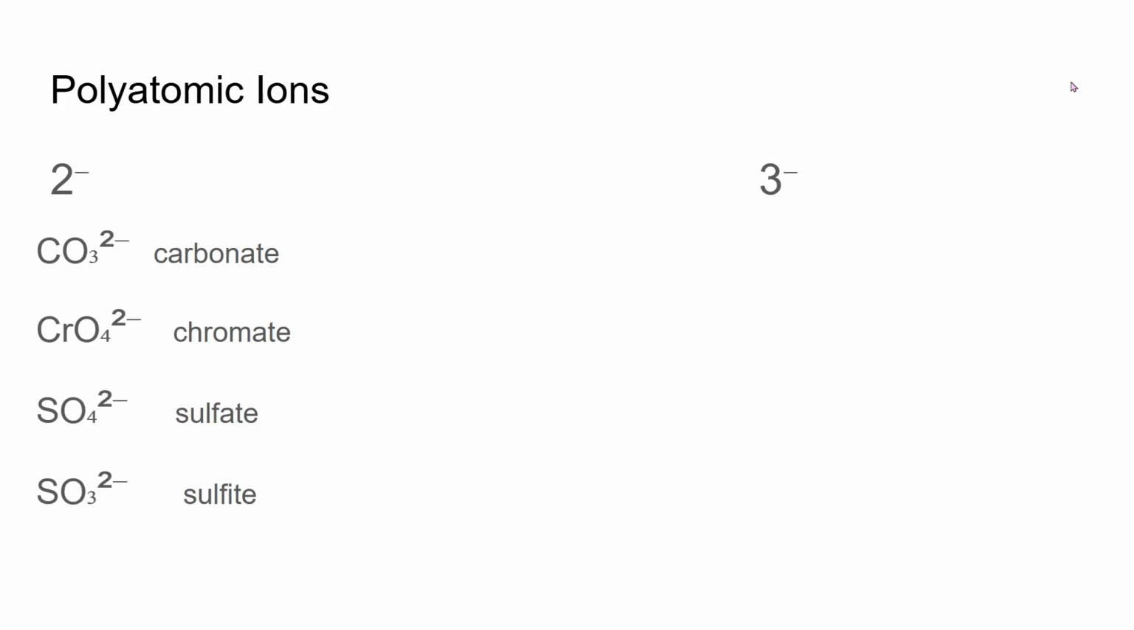So there's also the -2 column and the -3 column, which means they're gaining electrons. So first we have carbonate, chromate, sulfate, and sulfite. Then we also have phosphate.